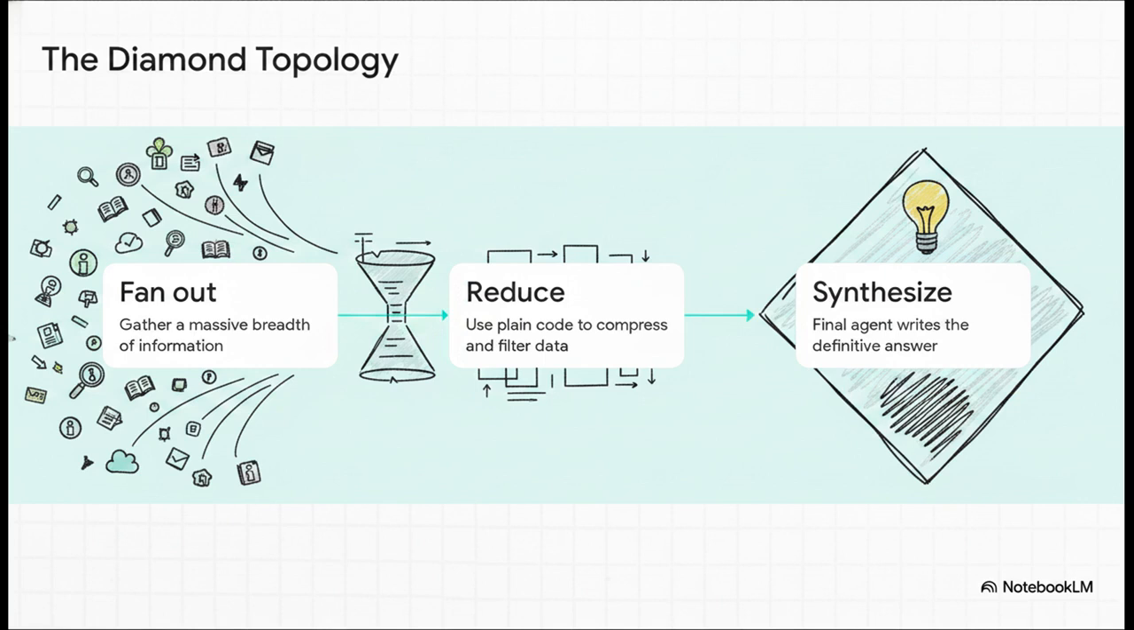Once you see the diamond pattern, you stop asking how to make your agent do more steps, and you start asking exactly where to split and where to merge.